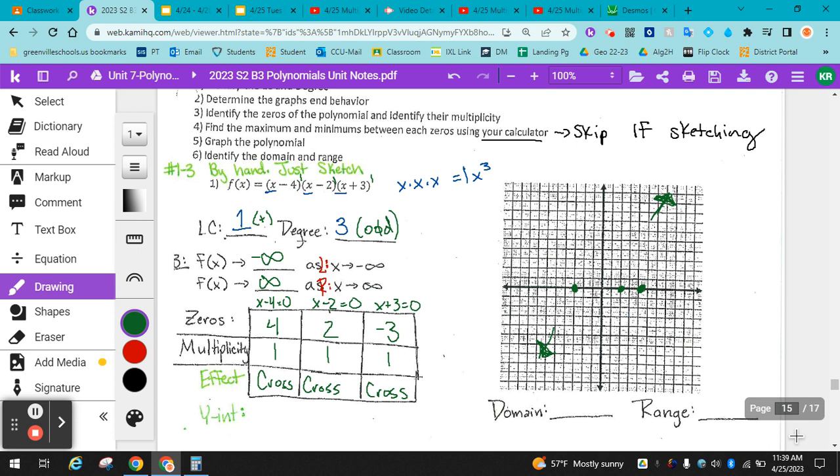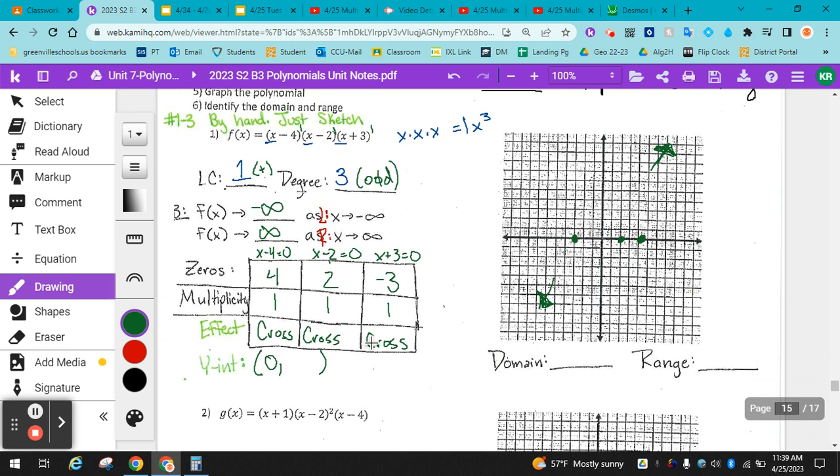My y-intercept is a nice one, so you know you're on the right side of the graph. Always plug in 0 and see what you get out. So y-intercept, plug in 0, so 0 minus 4, 0 minus 2, and 0 plus 3. So that's just negative 4 times negative 2 times 3. So that's 8 times 3, that's 24. I know we are sketching, but we know this exact point. So 0, 24 needs to fit on this graph.